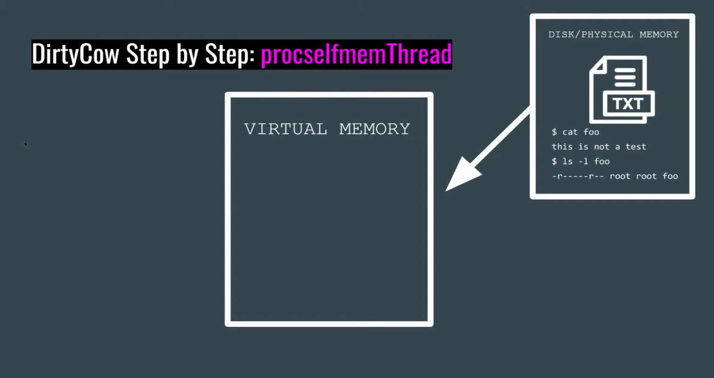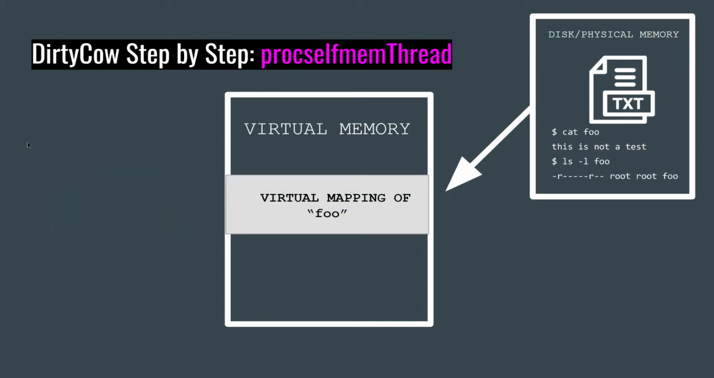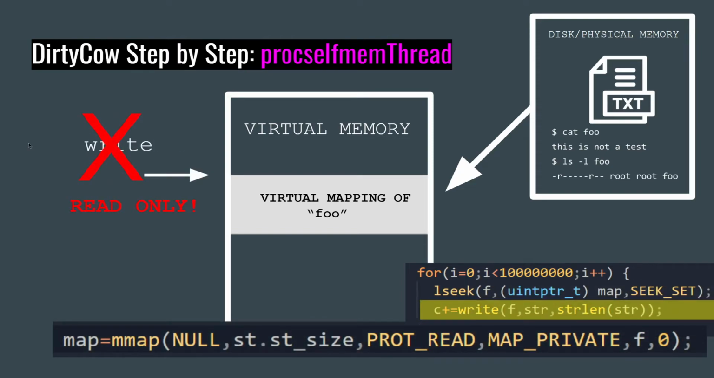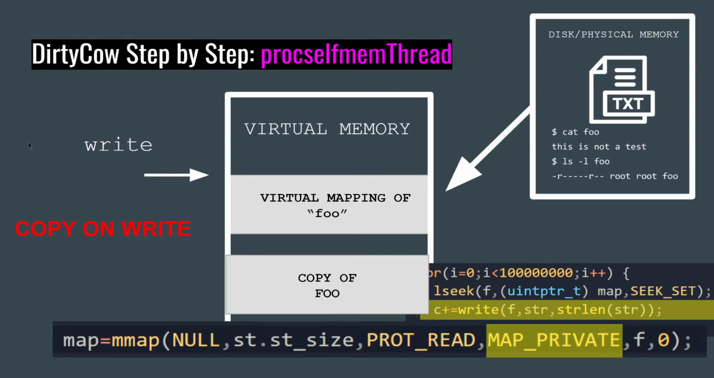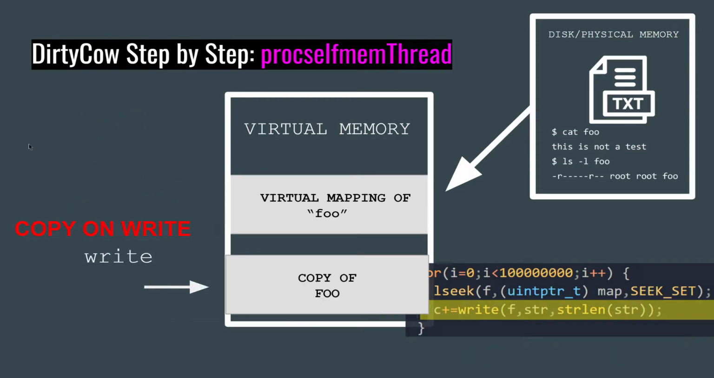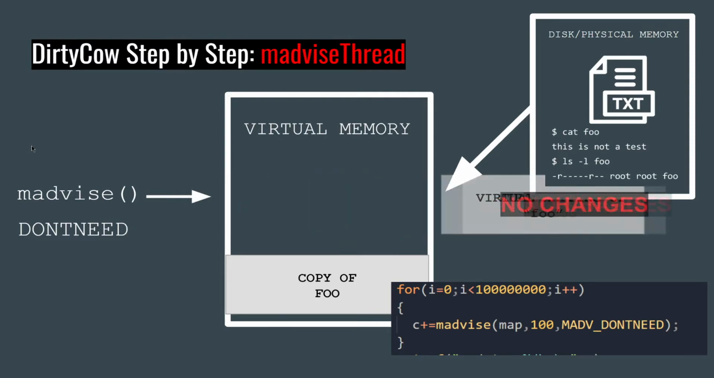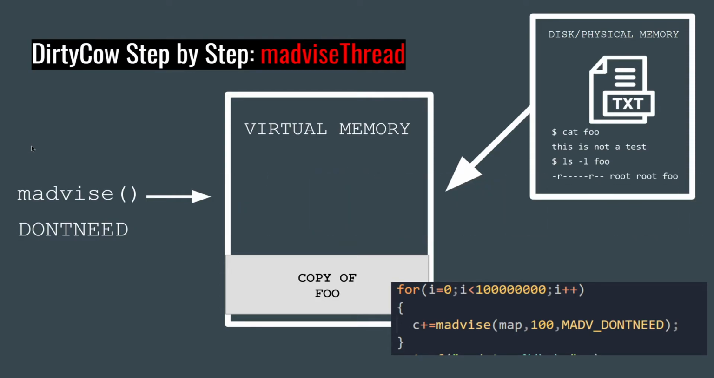The mapping is brought back from the disk, and we repeat the exact same cycle. We have our lseek, our write, our copy-on-write, our write to our copy, and then our madvise. So what exactly goes wrong? For that, we will have to look at the code more closely.